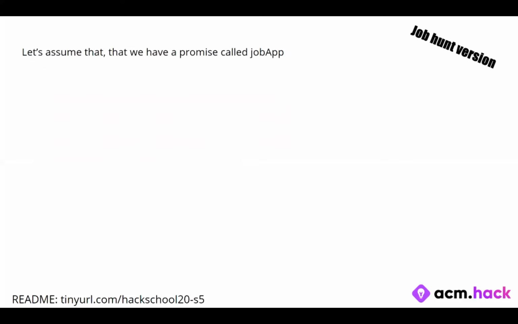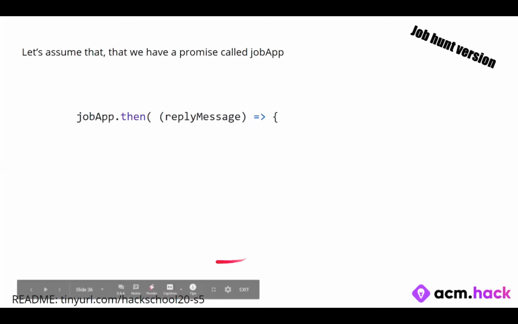So let's assume that we have a promise called jobApp. I won't talk much about how we created this jobApp promise or what happened before, but we just need to know that jobApp is a promise, so we can chain the .then method on it. And remember that .then takes in a function as its parameter. So let's start defining what we want to do.